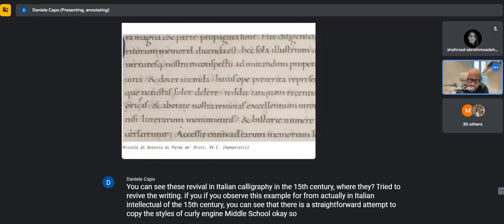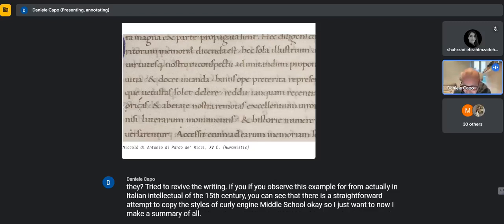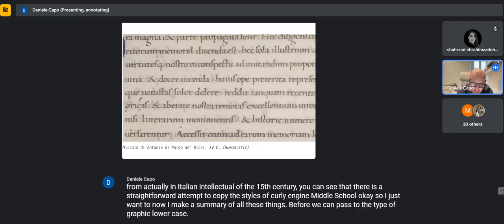Okay, so I just want to make a summary of all these things before we can pass to the typographic lowercase. Okay, one second. Okay, I hope I can.